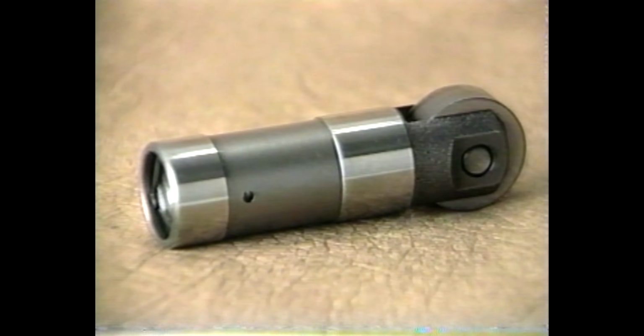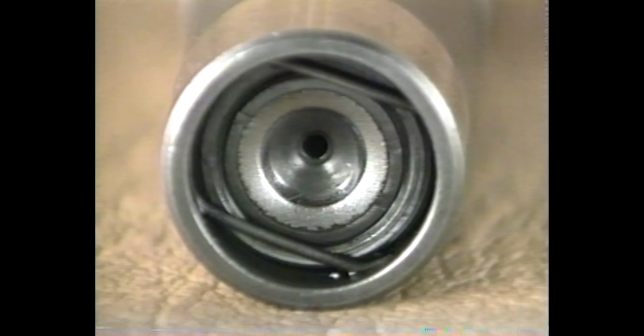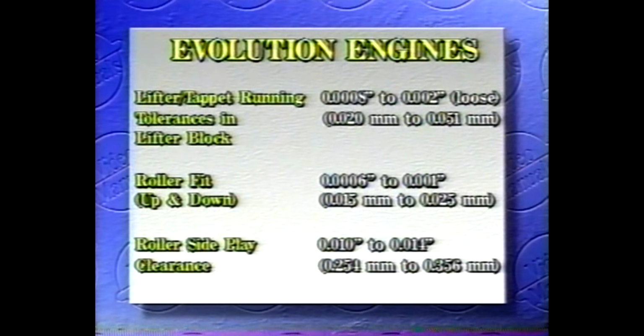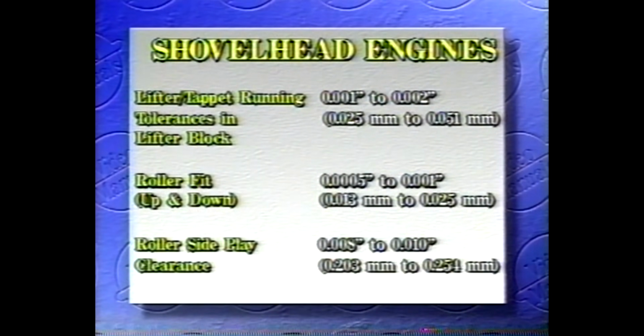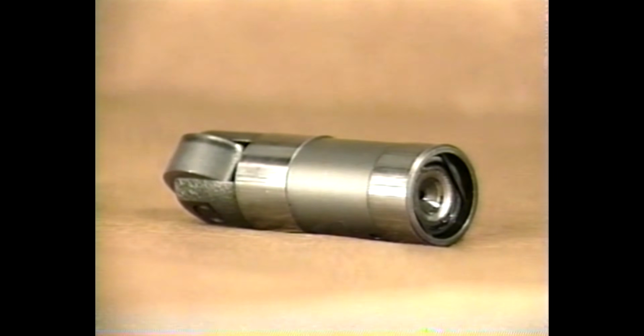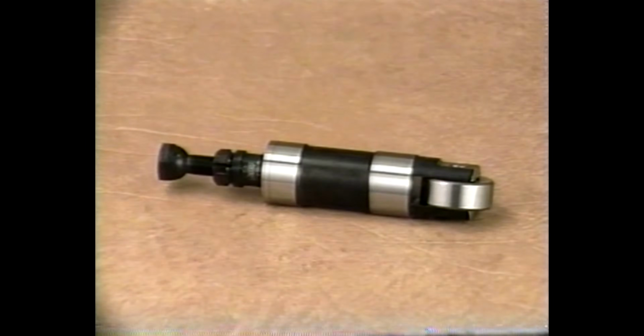Evolution-style lifters are available with a standard outside diameter of 842.5 thousandths of an inch. An oversized lifter is also available with an outside diameter of 847.5 thousandths, or 5 thousandths oversize on standard. Running tolerances for evolution motors between lifters and the lifter block vary between 8/10 thousandths and 2 thousandths of an inch. In contrast, shovelhead motors have running tolerances between lifters and the lifter block of between 1/1000th and 2 thousandths of an inch.